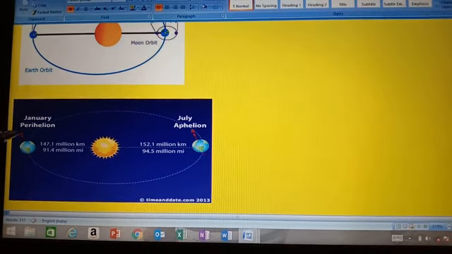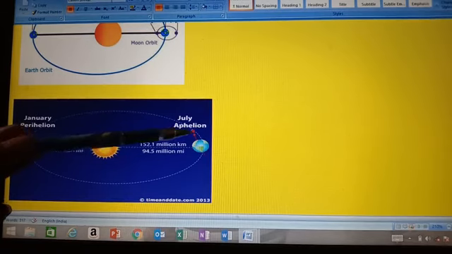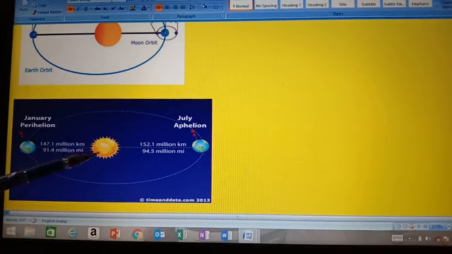Now, here, children, you see, perihelion happens in January, aphelion happens in July, where the distance between the sun and earth in perihelion is 147.1 million kilometer, and the distance between sun and earth in aphelion is 152.1 million kilometer.